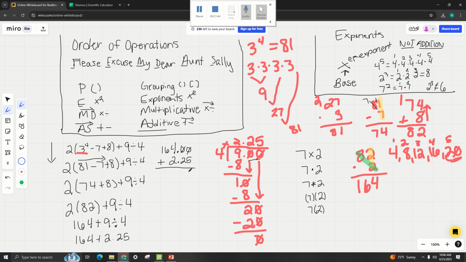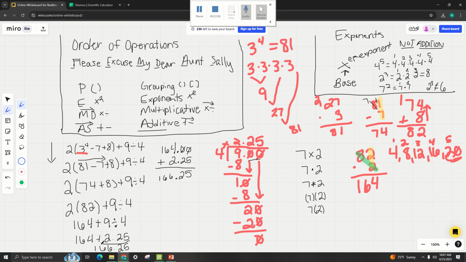0 plus 5, it's just 5, identity property. 0 plus 2, 2. 4 plus 2 is 6. 6 plus nothing, 6. 1 plus nothing, 1. So my final answer for this is 166.25.